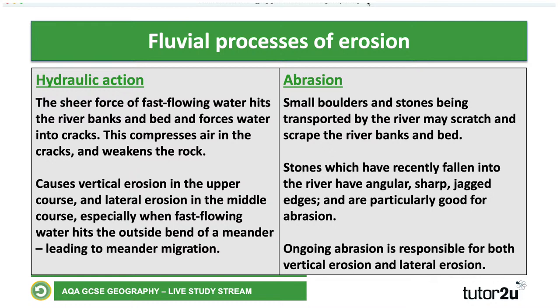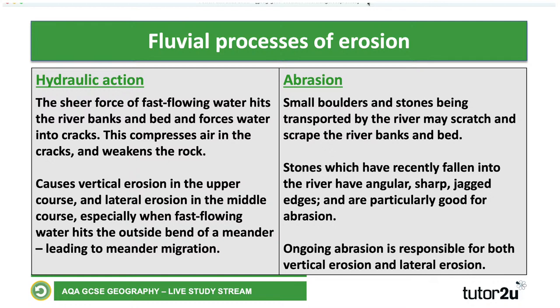So we've already said that the hydraulic action, that sheer force of that fast flowing water hitting the riverbanks and beds, forcing water into those cracks, which compresses the air in the rock, and it weakens that rock from the inside. And this causes vertical erosion in the middle course, which is downward erosion, and lateral erosion in the middle course, which is going outwards, so horizontal, especially when that fast flowing water hits the outside bend of a meander, and this leads to meander migration in that middle course.